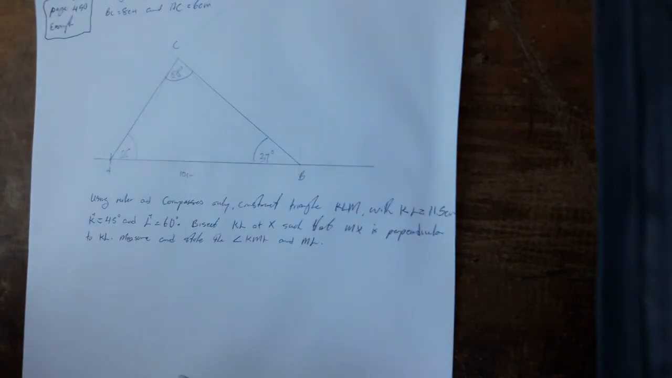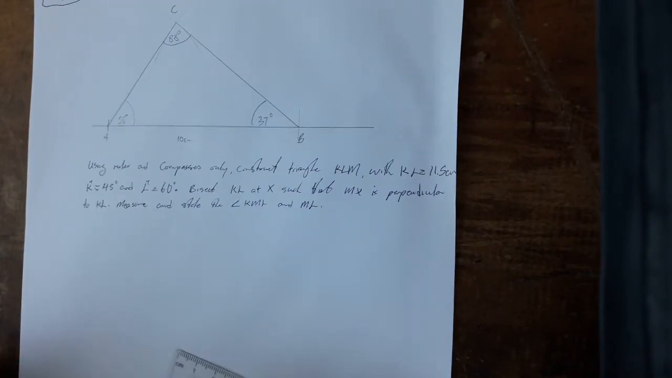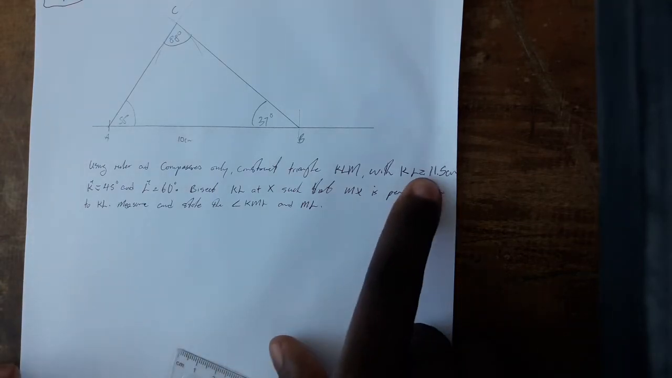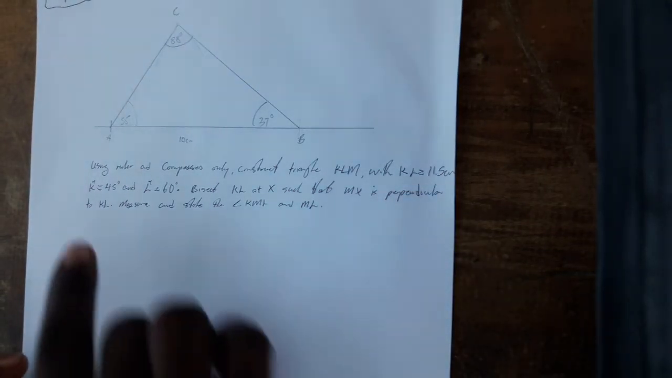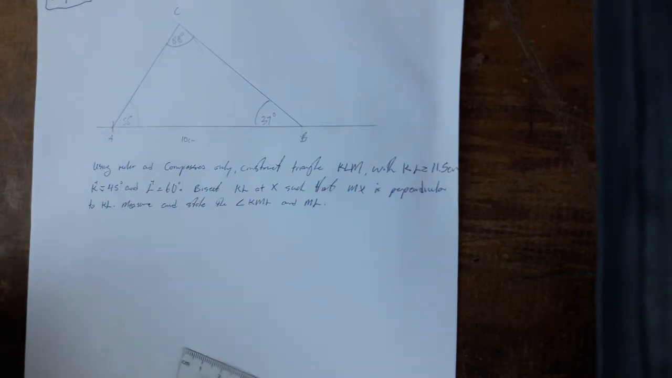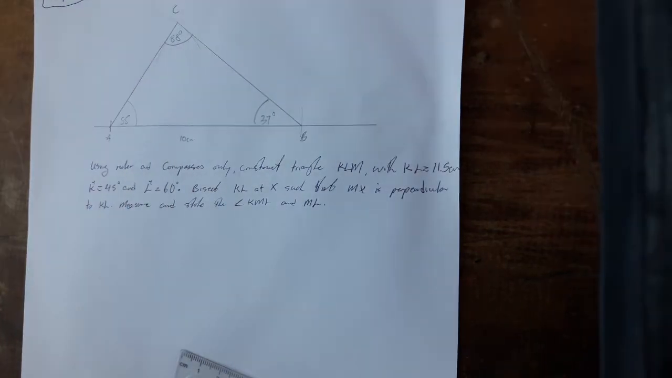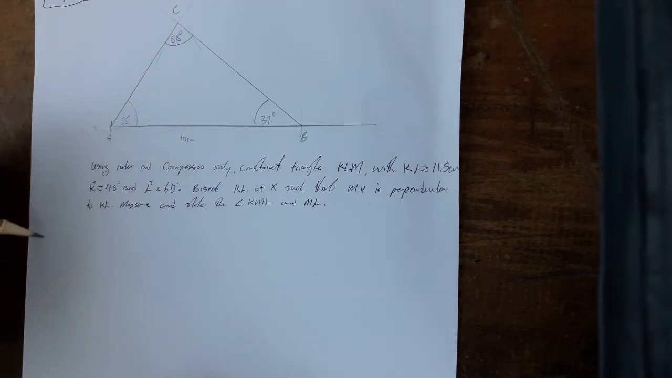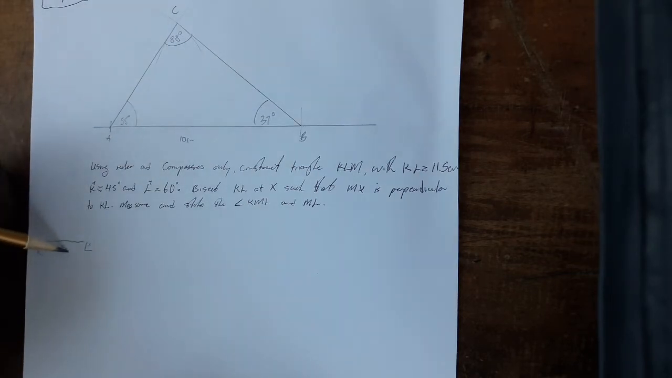So what if we're asked to construct a triangle and we're given one length, 11.5, and two angles? Again, we construct the triangle first by drawing a sketch. So let's draw our sketch. KL is the bottom there. So K to L, that's 11.5 cm.